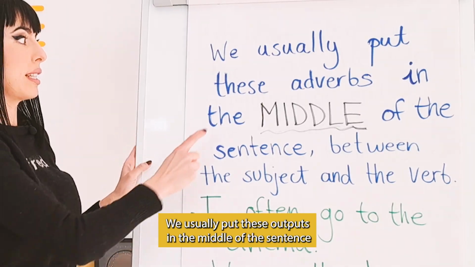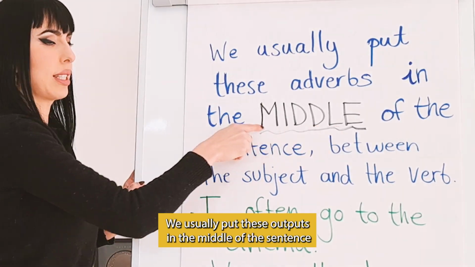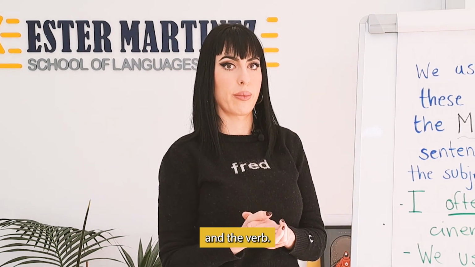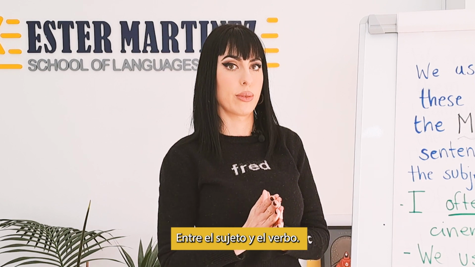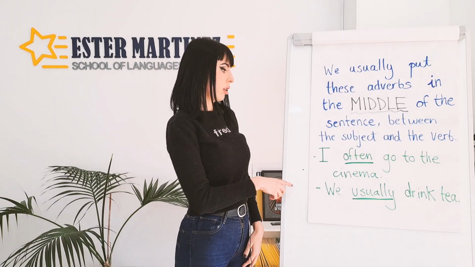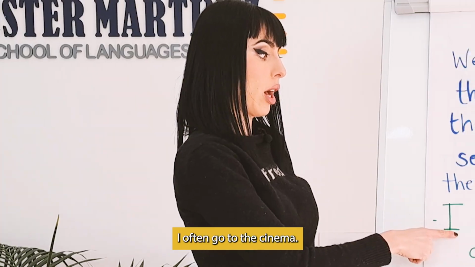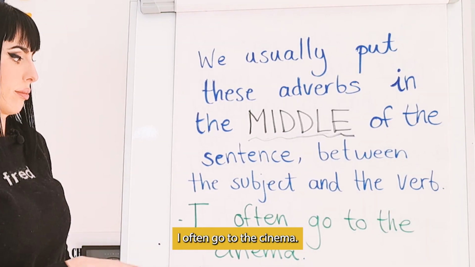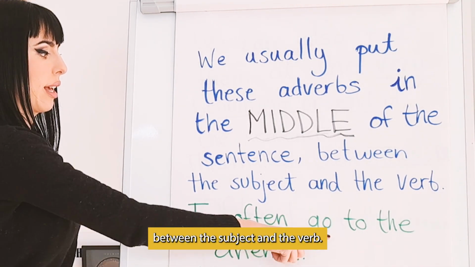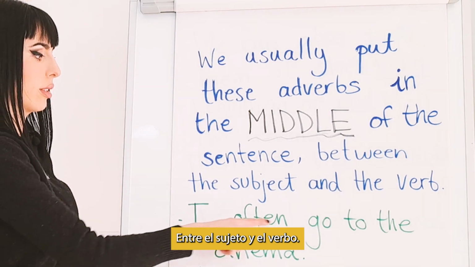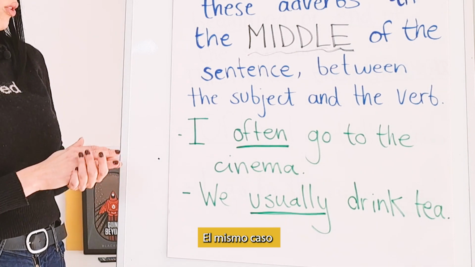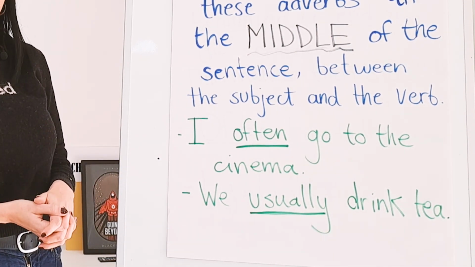We usually put these adverbs in the middle of the sentence, between the subject and the verb, entre el sujeto y el verbo, normalmente. Let's see two examples. I often go to the cinema. Here we have the adverb of frequency, between the subject and the verb, entre el sujeto y el verbo. Or we usually drink tea, el mismo caso exactamente y en la misma posición.